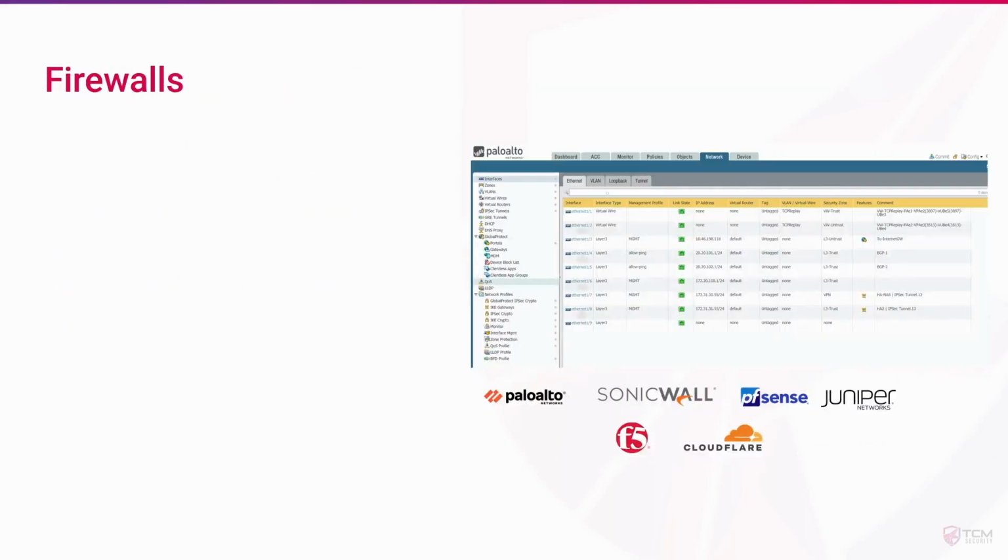And next up, we have firewalls. And firewalls are a fundamental component of network security designed to monitor and control incoming and outgoing network traffic based on predefined security rules. And in the traditional sense, they kind of act as this barrier between a trusted internal network and an untrusted external network, such as the internet.